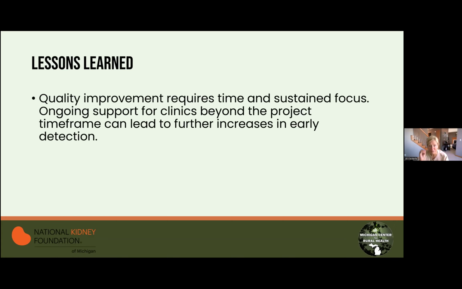I think the highlight for me in terms of lessons learned is that quality improvement requires time and sustained focus. And all of you who already work in that quality space know this. But it's an ongoing effort. It's not a one and done. We continue to support the clinics beyond this project timeframe. I have some of the clinics reach out to me currently to help refine their processes and continue to grow in this space. So we know quality improvement is an ongoing process, and we all work very diligently at it.